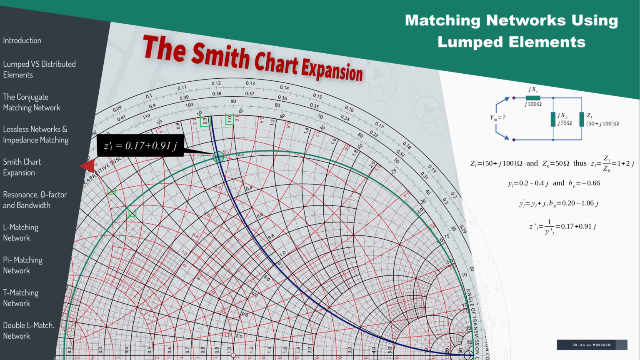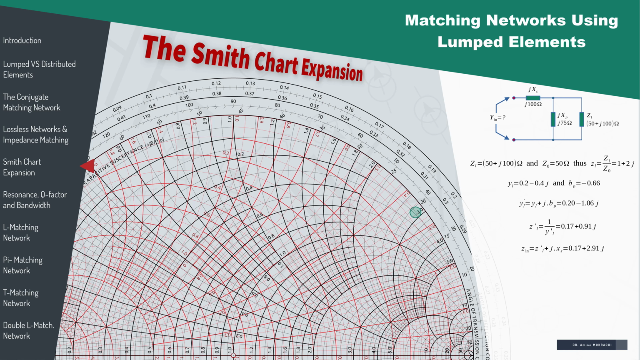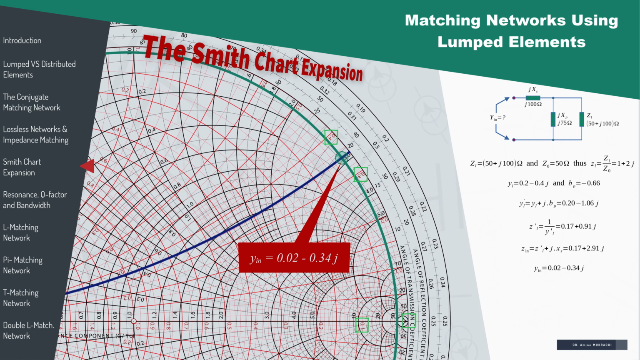Then we locate the sum to get Zin. Zin equals z'(L) plus jxs, which is equal to 0.17 plus j2.91. Notice that Zin is obtained by moving z'(L) by an amount of xs equals 2 in the clockwise direction on the r equals 0.17 circle. Thus, we will remember that a series inductor will move the impedance in the clockwise direction, while a capacitor will move the impedance in the counterclockwise direction. Finally, we read the value of Yin corresponding to Zin on the red admittance grid. We get again Yin equals 0.02 minus 0.34j.